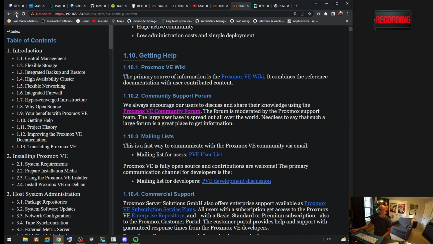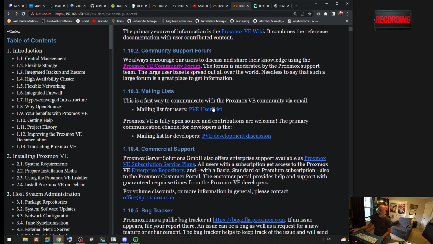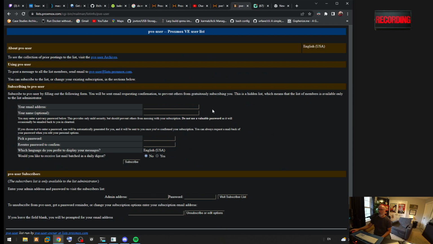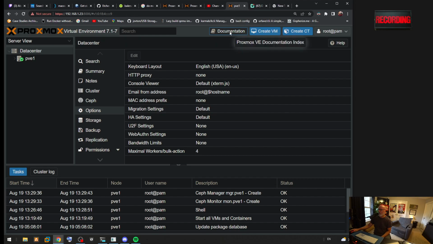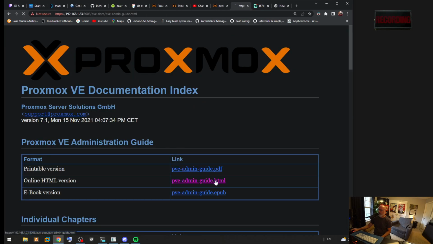Okay. Mailing list. This is the fast way to communicate with the Proxmox community. They have a PVE user list. Please don't link to the Google one. I bet they do, though. No, they have their own listserv. Good for them. Bravo.